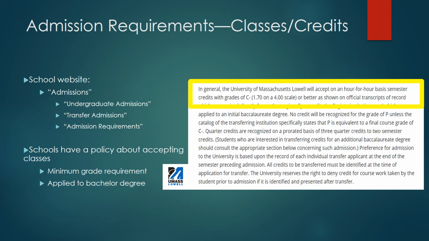Admission requirements include policies about accepting classes or credits. There's a minimum grade requirement. You can see this example from UMass Lowell that in general they will accept credits with grades of C- or above. So if you've taken a class and made a C- or above, universities and colleges will accept that and apply it toward your bachelor's degree.